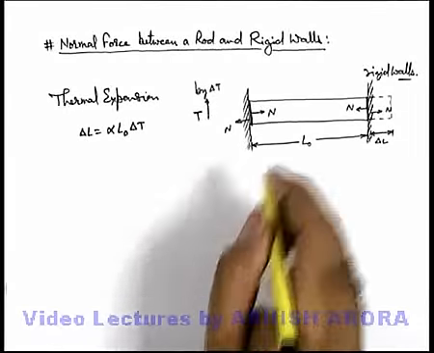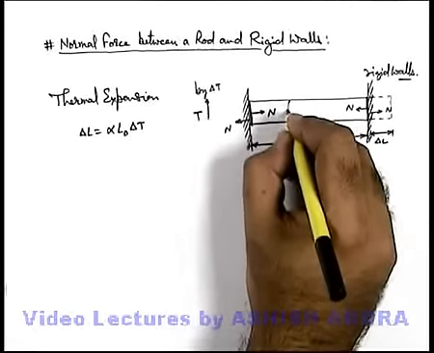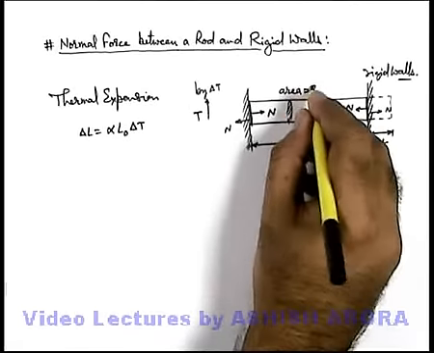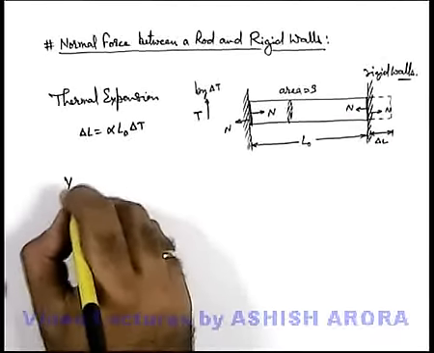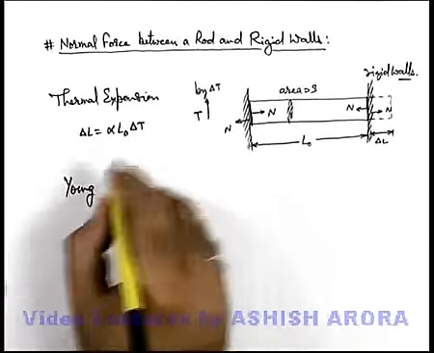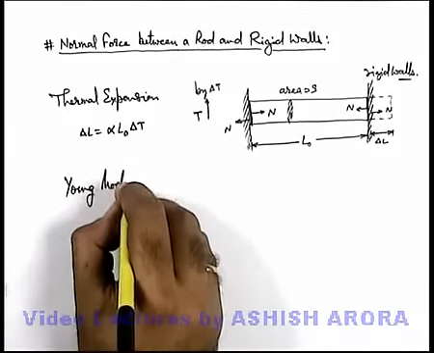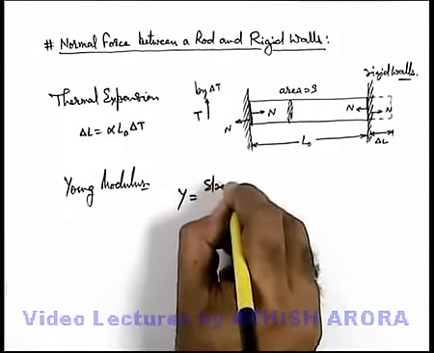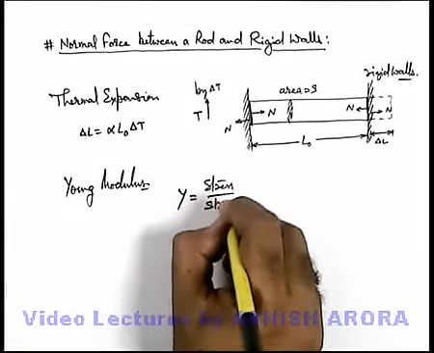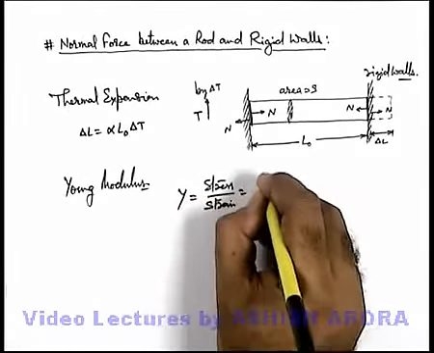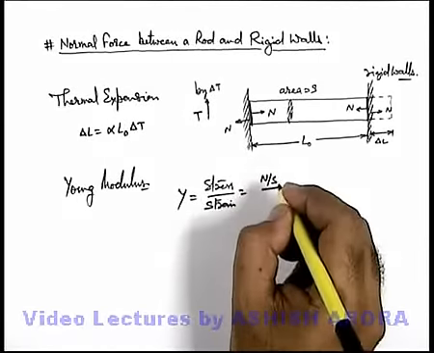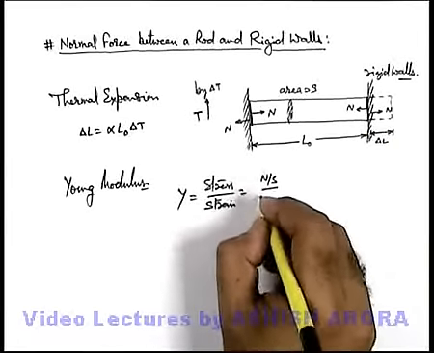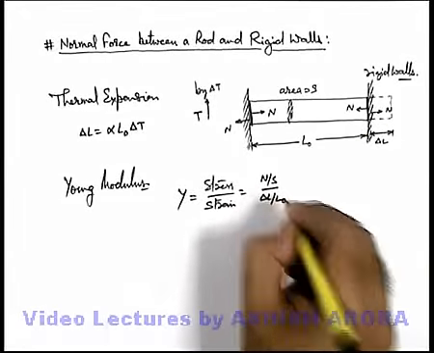So in this situation, if N is the normal force acting on it and say its cross-sectional area is S, again we can use Young's modulus of the material of this rod as stress by strain. In this situation, stress can be written as N by S and strain, elastic strain is developed just to compensate the thermal expansion, which is delta L by L naught.